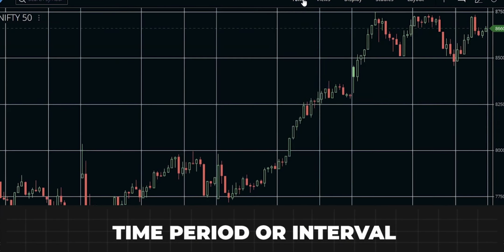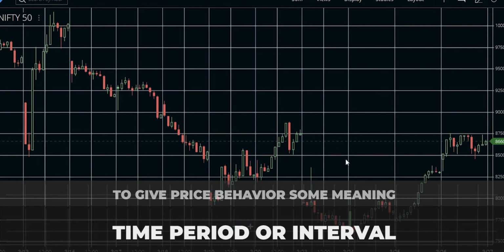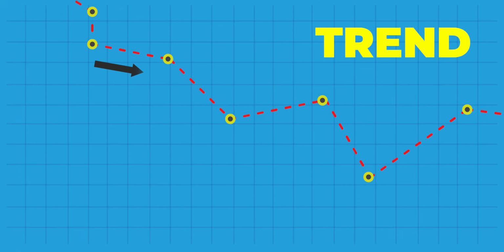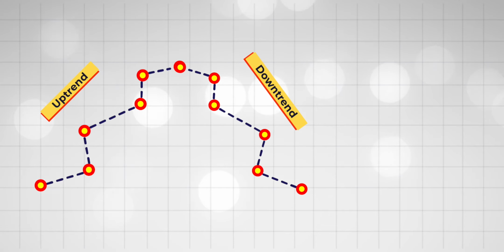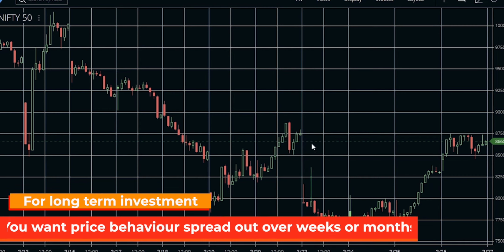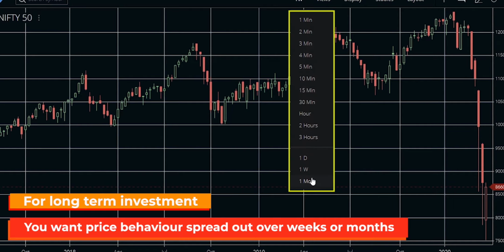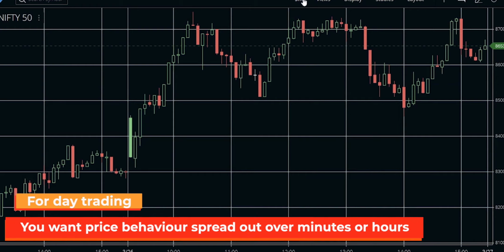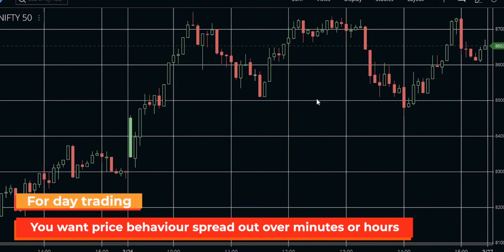Time interval is applied to the price behavior to give it more sense, and now we get a trend. A trend gives us further insight into the price behavior of the asset. A trend is nothing but the direction of the price of an asset in a certain time interval. There are three general trends: uptrend, downtrend, and oscillating trend. For example, when you want to buy an asset to hold for a long period of time, you would want a price behavior that is spaced out over a longer interval of weeks or months. Whereas for day trading, you would want a price behavior that is spaced out over a few minutes or hours.